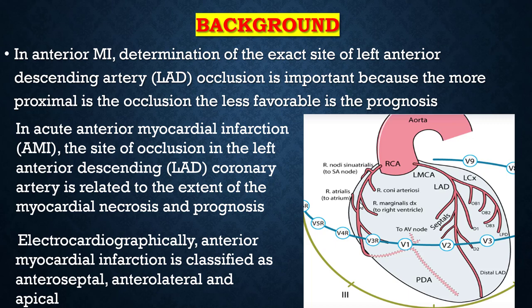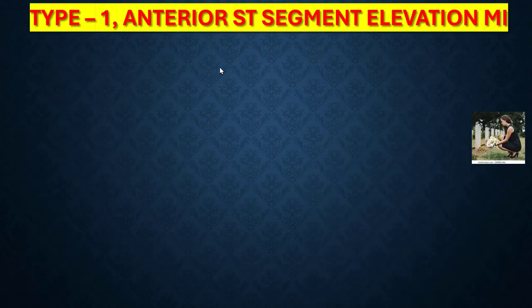Blood supply of the heart: we have two main arteries, the left main coronary artery and the right coronary artery. The left main coronary artery is then divided into the left anterior descending artery, the left circumflex artery, the septal artery, and diagonal arteries. The right coronary artery is divided into the posterior descending and much more. Anterior ST segment elevation myocardial infarction type 1.